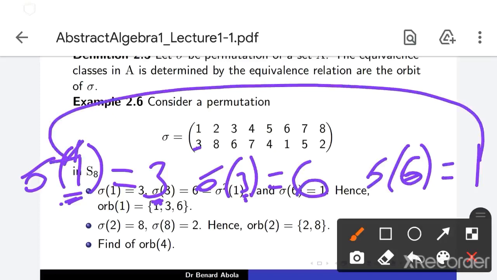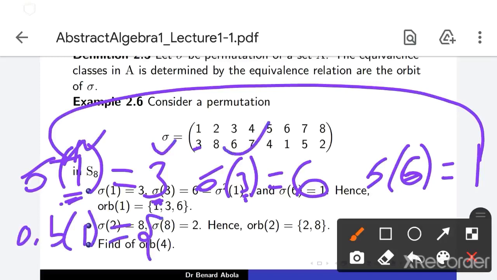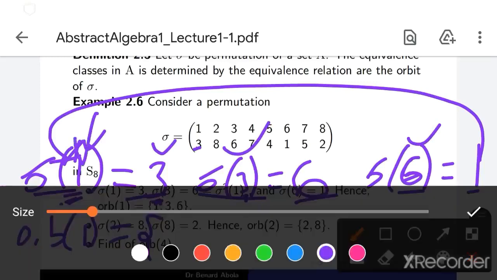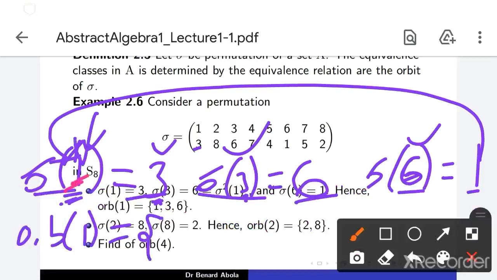Meaning that the orbit of 1 is just going to be a set. Then you can take the values inside the permutation. Remember, this one gave me a 3, this one gave me a 6, and this one gave me a 1. So the orbit becomes 1, 3, and 6. The inner ones, 1, 3, 6. That becomes the orbit. Is that okay?